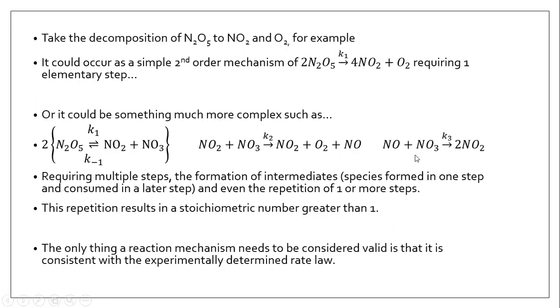And then finally, NO collides with NO3 to form 2 more NO2s. So that's a 3, somewhat 4-step reaction, because we have 2 of these first steps, then a secondary step, and the third step finally removes all the intermediates. This requires multiple steps, with intermediate species formed in one step and consumed in a later step, even the repetition of one or more steps.